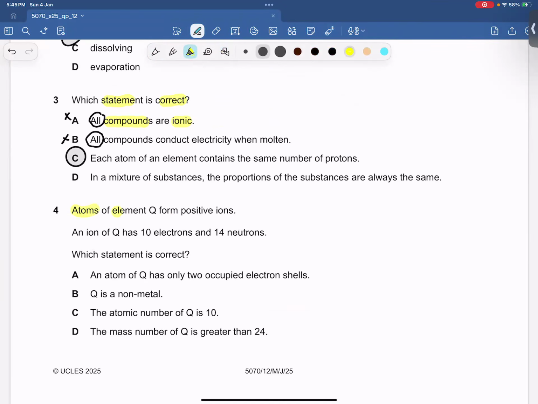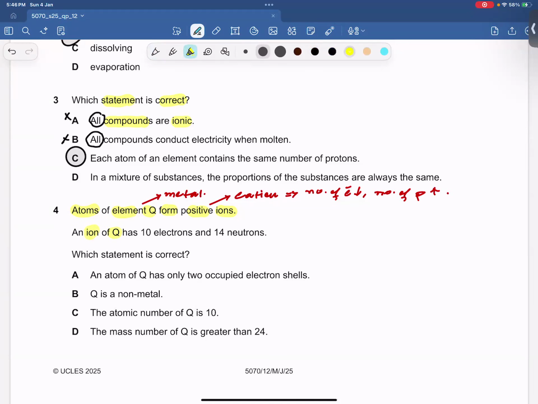Question number 4. Atoms of element Q form positive ions. From this statement, I conclude two things. First, element Q is a metal, because it forms positive ions, which is technically a cation. And in a cation, the number of electrons is lower and the number of protons is always greater. That's what we have done in the class.